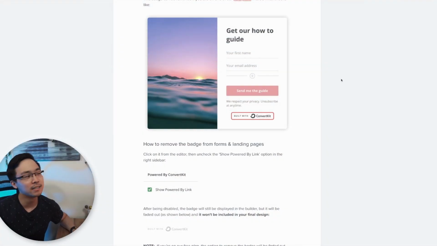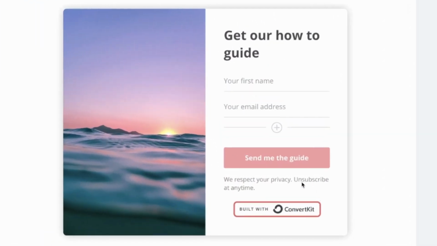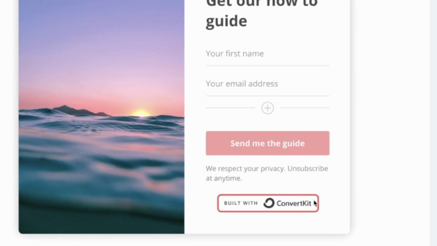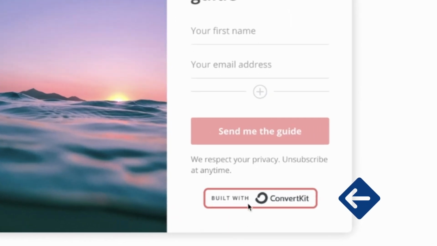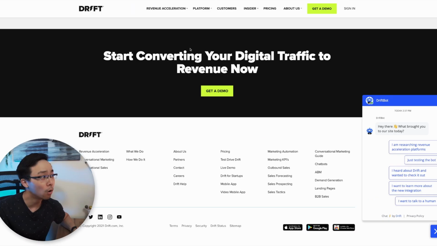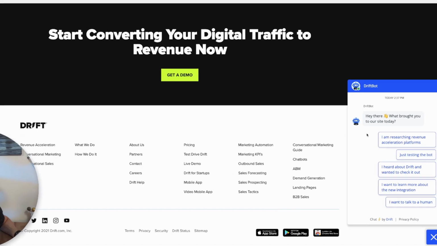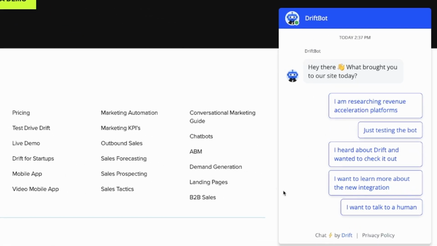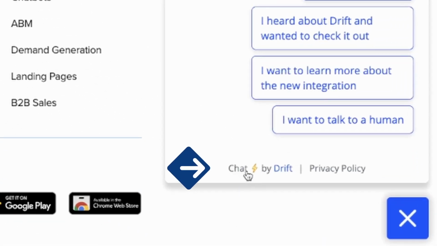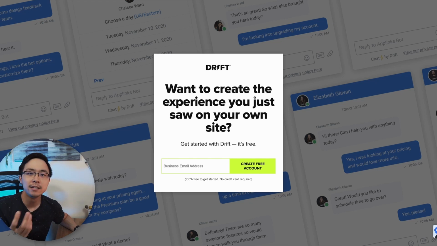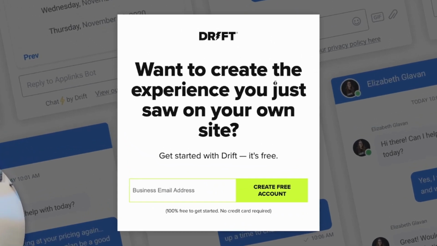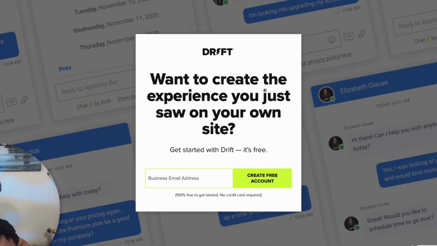For this first instance, on a ConvertKit site you'd see some sort of pop-up where people would be opting in, followed by the text "Built with ConvertKit." Or if you were to go into Drift, in the bottom right corner you can interact with the Drift bot, and you would see this link to "Chat by Drift." If you were to click that, you'd be led to a landing page that is trying to convert you into becoming a free user of Drift.